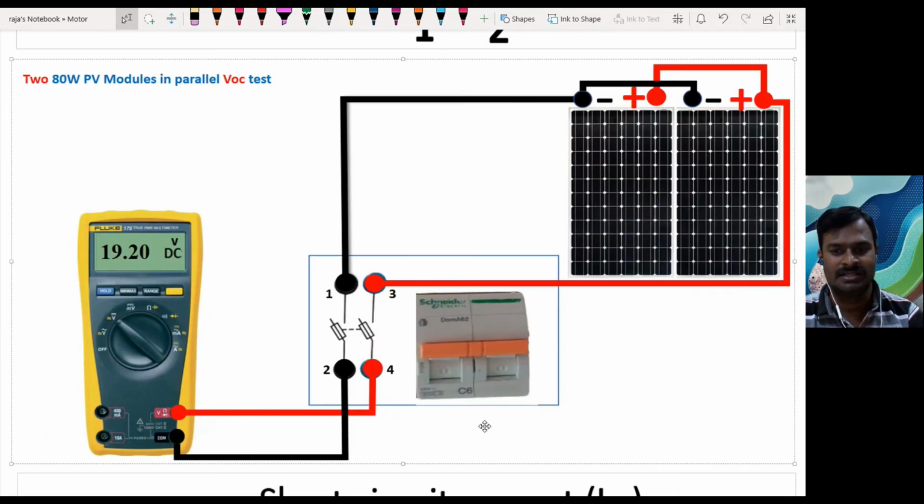In this slide you can see that the panels are connected in parallel, and the positive terminals of both panels are connected together, and the negative terminals of both panels are connected together, and these two terminals are connected to the isolator. From the isolator, it is connected to the multimeter in voltage DC mode, and the DC reading of 19.2 volt is coming over here. Since the panels are connected in parallel, you get 19.2 as a voltage.